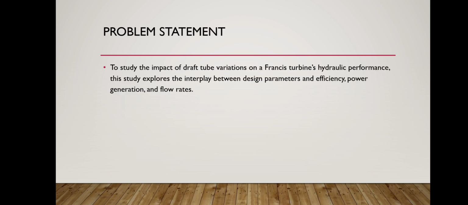So the problem statement is that we have to study the impact of draft tube variations on a Francis turbine's hydraulic performance. This study explores the interplay between design parameters and efficiency, power generation and flow rates. So we are working on this problem statement. In this we are going to have different variations on Francis turbine's hydraulic performance.